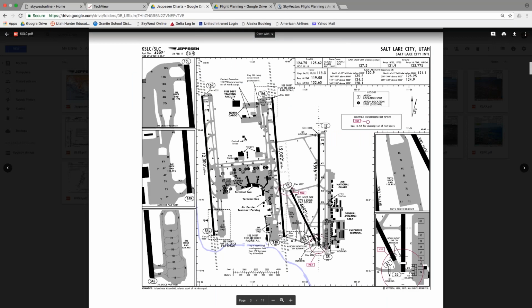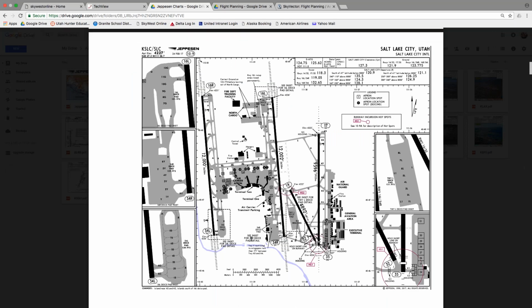What runways do we have at Salt Lake? 34 left and right, and 35, and 16 left and right, and 17. So what were our winds at Salt Lake? They were 100 at 12 knots. So 100 at 12. I would be in favor of 34 right because it's closer to 100 degrees.